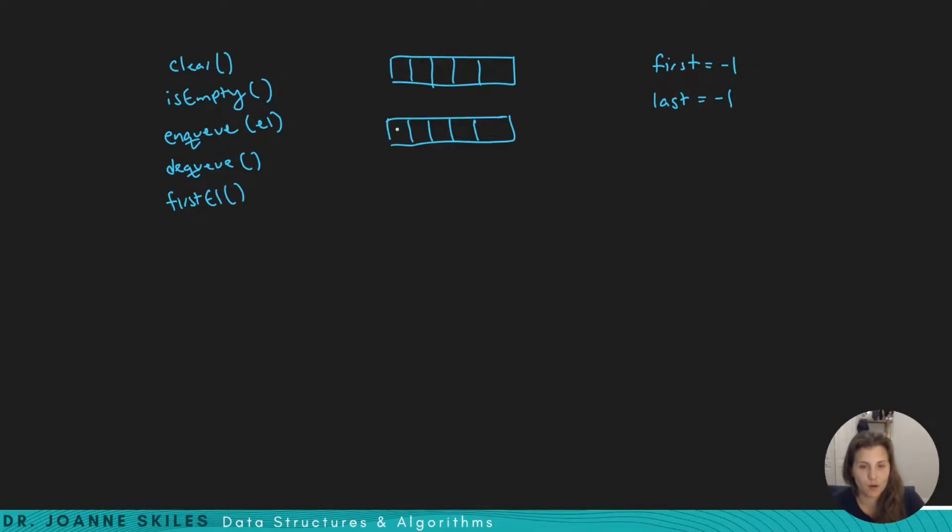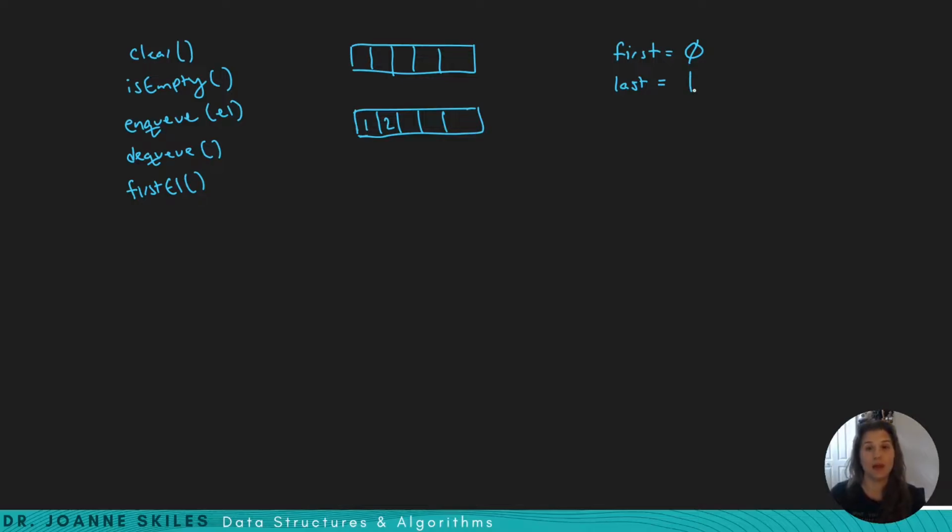So let's say we enqueue 1. When 1 is added to the queue, our first and last now get updated to be 0. Now let's say that we enqueue 2. When we enqueue 2, our first stays 0, but our last will now be updated to 1. Now, if we dequeue from our queue, we look at what is the first element in our queue and we remove it. The first element in our queue is at 0. So if we call dequeue, our first element, 1, will be removed from the queue.